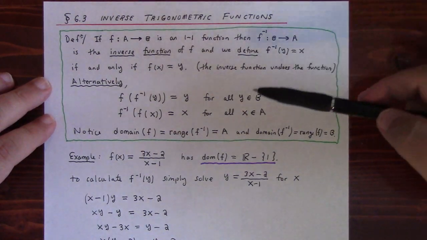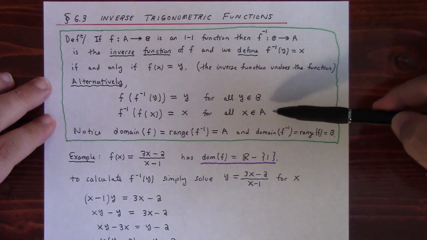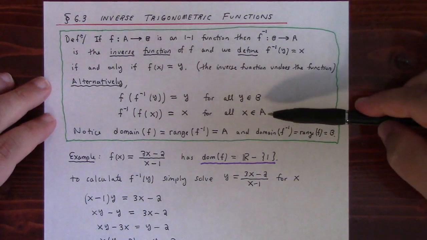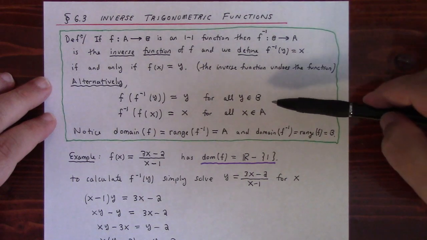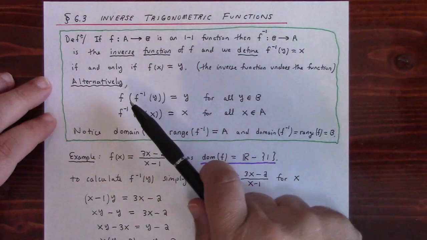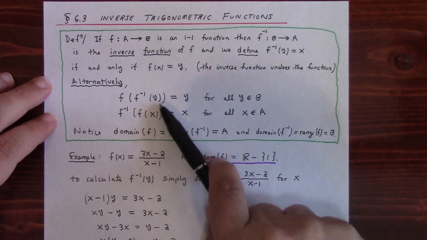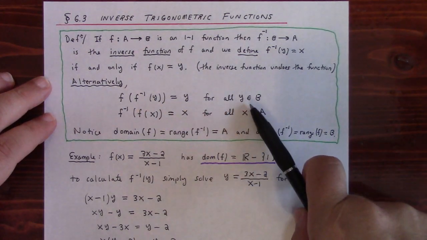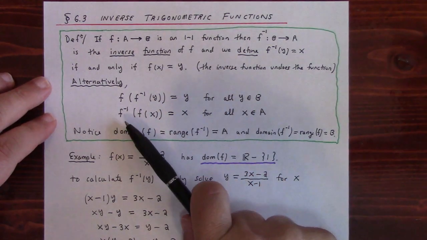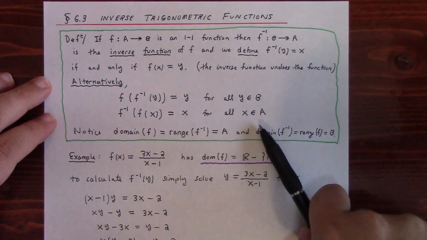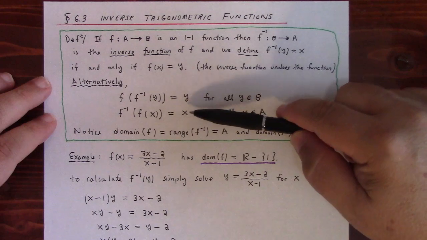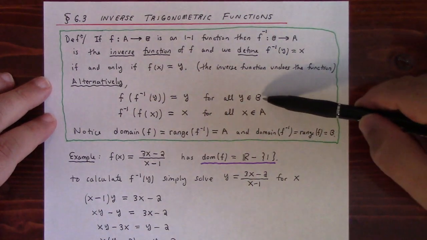Alternatively, the inverse function and the function are related by these two relations. These actually show you how you can use the inverse function to solve equations involving the function. First of all, f of f inverse of y is equal to y for all y in b, and f inverse of f of x is equal to x for all x in a. Notice that this is with y and this is with x. This is from b and this is from a.